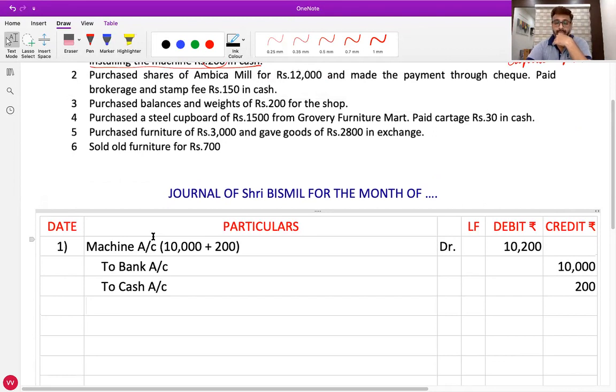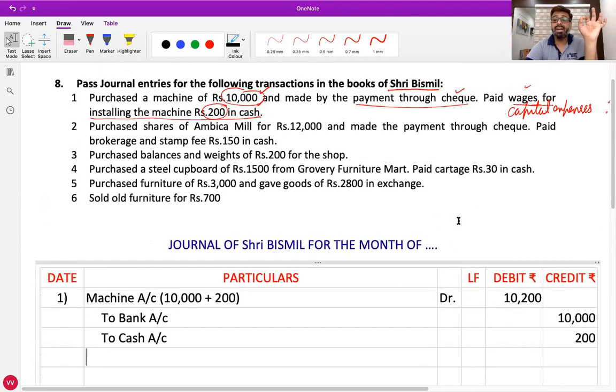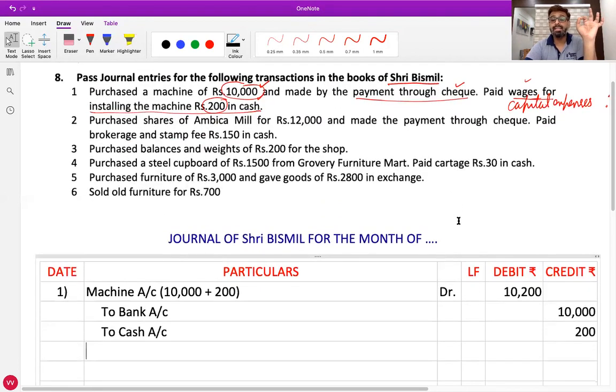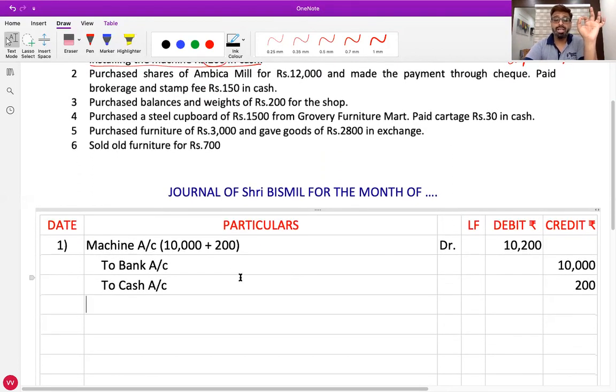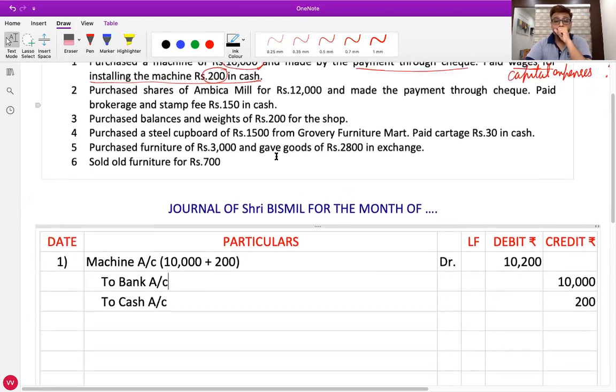Machine comes in. Rule: debit what comes in. Therefore, it affects machine account. Machine account debited with 10,000. And 10,200, wages should not be debited separately. Did you understand this? It will be added in the cost of machine.